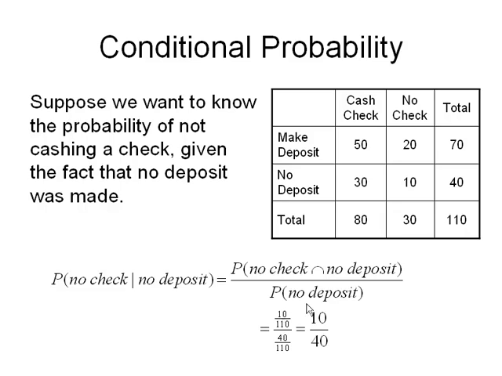10/110 divided by 40/110 gives me 10/40, or 1/4, and now that should make sense because remember, no deposit, that was 40 people, and of those 40, we want the 10 who did not cash a check and did not make a deposit. So we can see the answer here intuitively, 10/40, or we can work from the definition of conditional probability.